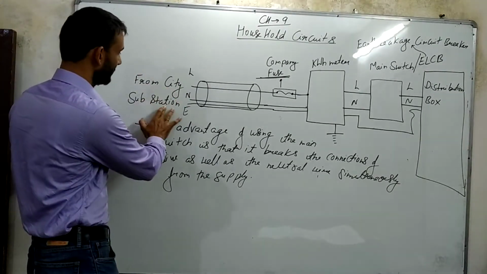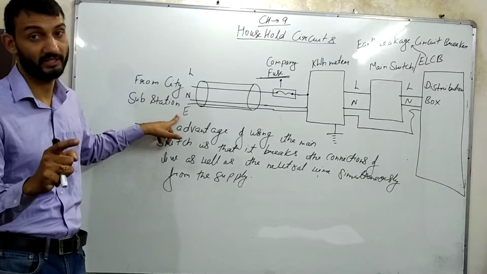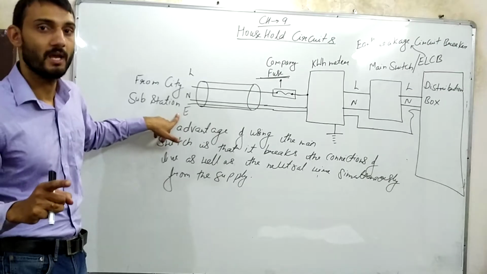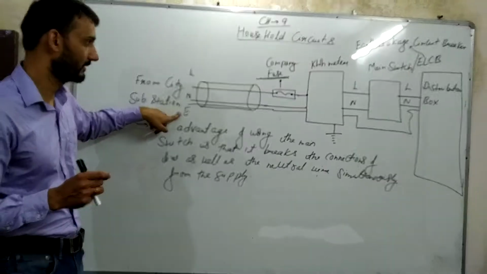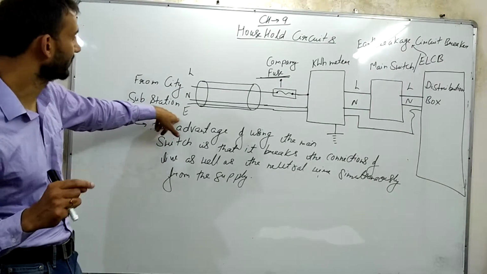So from the city substation we have three wires. Now this is an important point to mention. Three wires are there. These are connecting wires. The names of the connecting wires are live, neutral, earth. Live, neutral, earth. Okay. First point to remember.